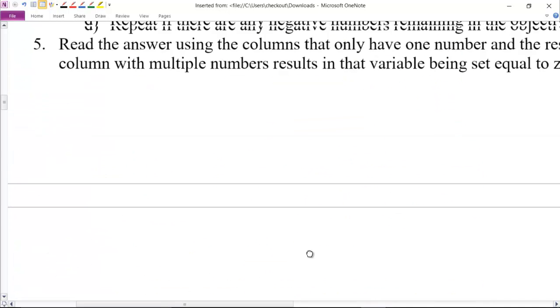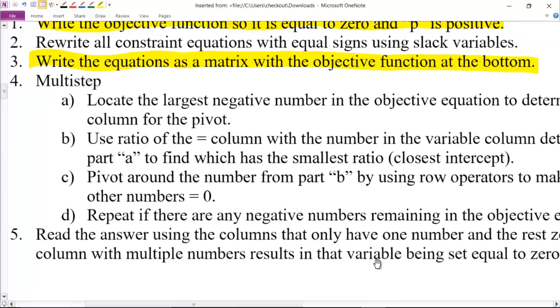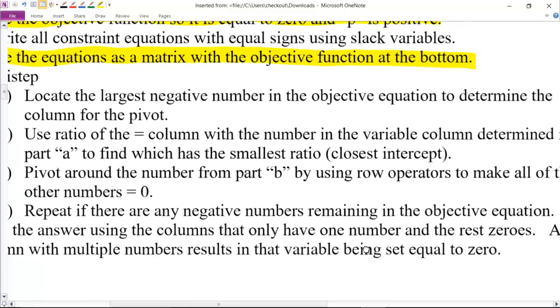Okay, so here we go. On to the multi-step part. Now, this is when it says multi-step. What I mean is we're actually going to just do this over and over and over again until we get an answer. And we don't know what an answer looks like yet, so don't worry about that. But right now, we're just going to work on the steps.